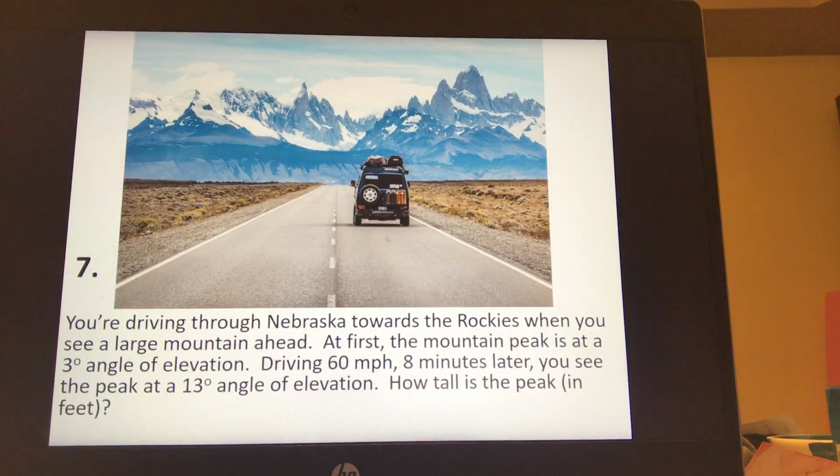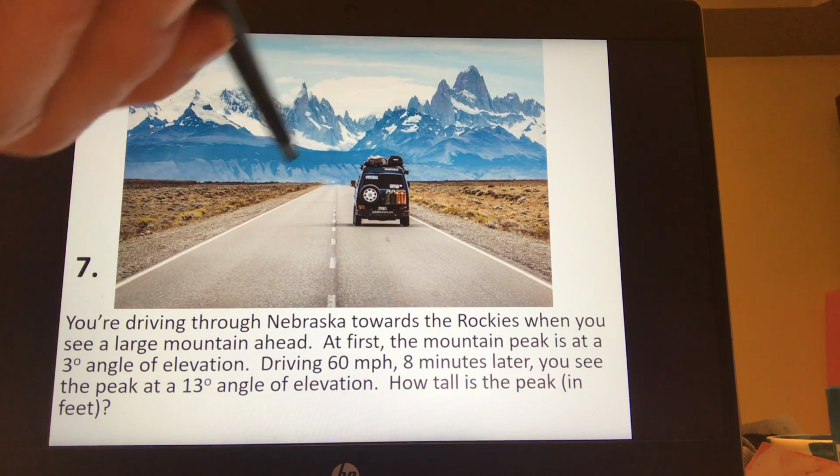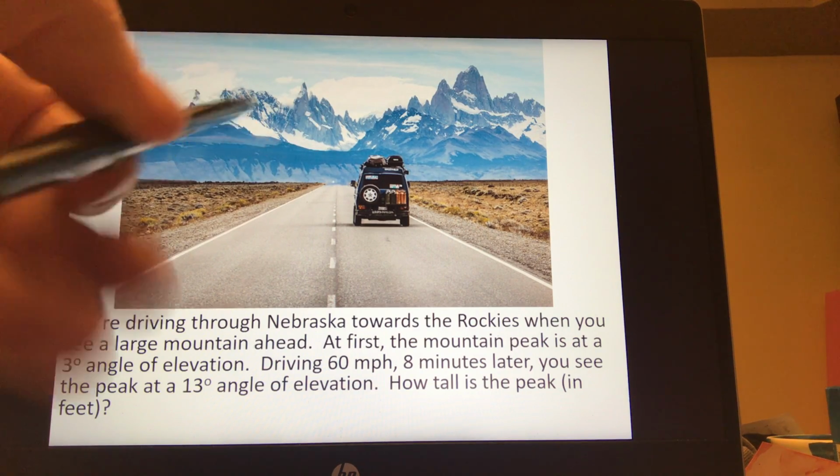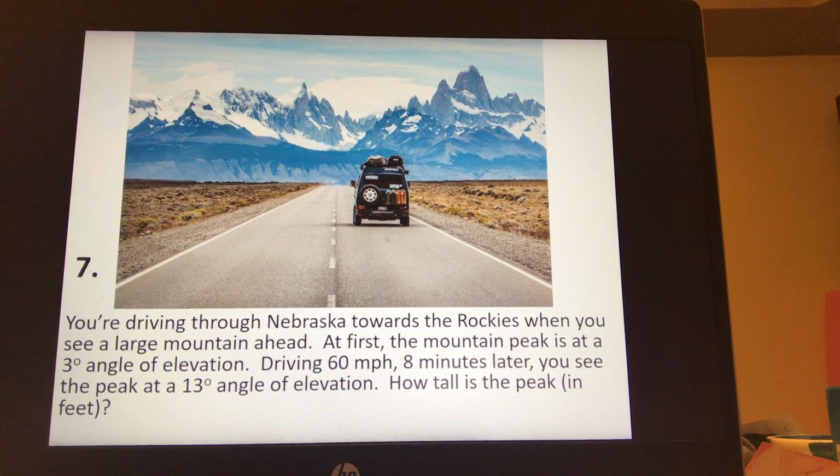Now the other one you have on your paper, you don't have this picture, but this is the theme. You're driving along the road, you look up at a mountain range in the Rockies, and you're like, oh my gosh, how high is that mountain? And all you know is the angle you're looking at is 3 degrees initially. Think about what happens as you get closer to the mountain. You get really, really close, you're looking straight up at it. Your angle is going to increase, so the angle increases up to 13 degrees. This is problem 7 on the homework.